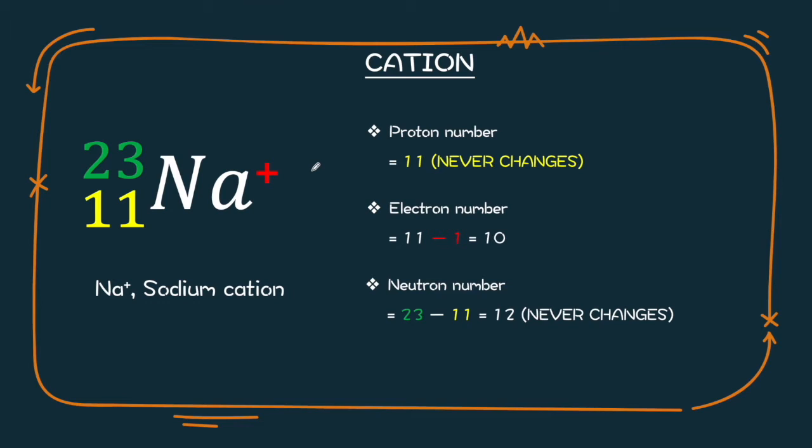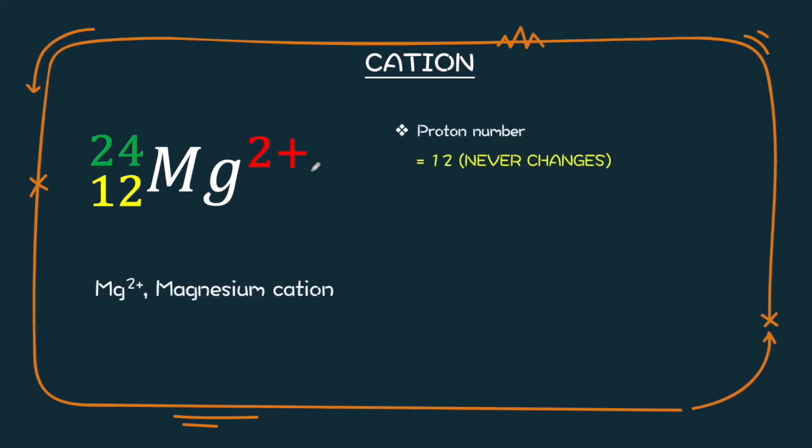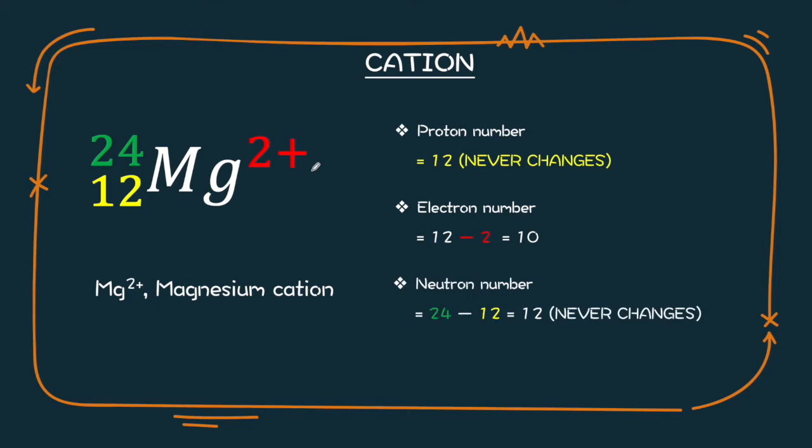Okay, the next one is your magnesium, and this time it comes with 2 plus, which means it is the Mg2+ cation. Again, proton number never changes, it's still 12. For the electron number, because I lose 2 electrons, I will use 12 minus 2 to get 10 electrons. As for neutron, it's the same method, 24 minus 12, I will get 12 neutrons.